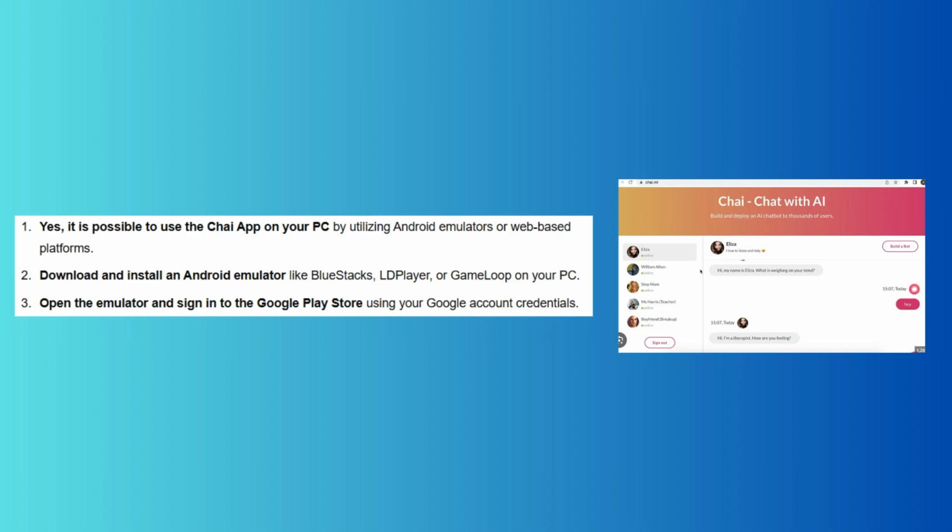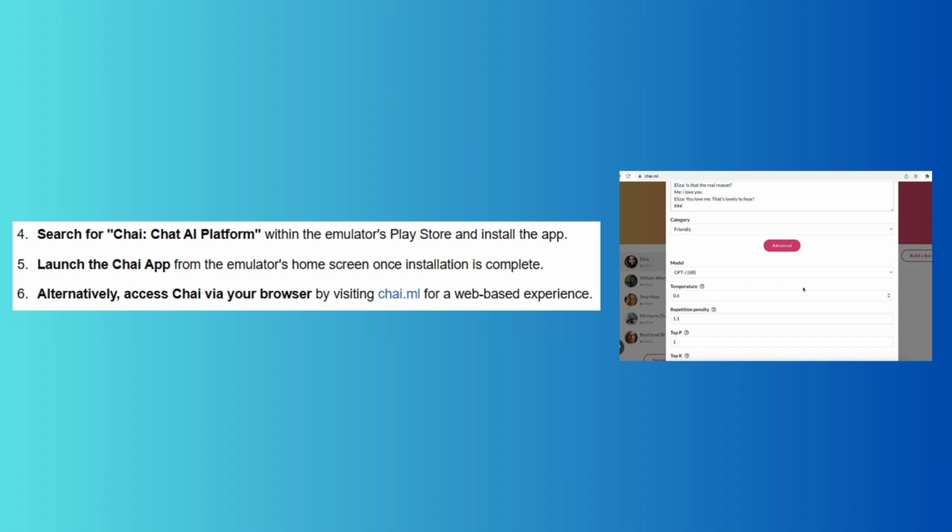Then, download and install an Android emulator like BlueStacks, LDPlayer, or GameLoop on your PC. Next, open the emulator and sign into the Google Play Store using your Google account credentials. Now, search for the Chai Chat AI platform within the emulator's Play Store and install the app. Launch the Chai app from the emulator's home screen once installation is complete.